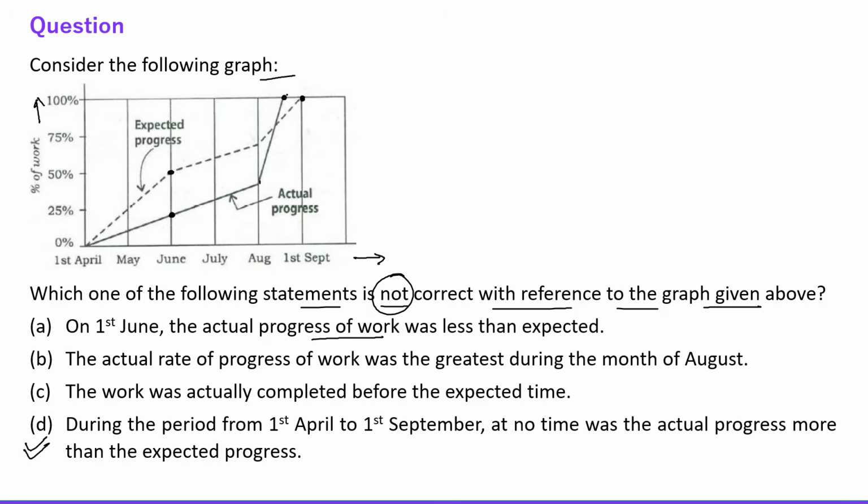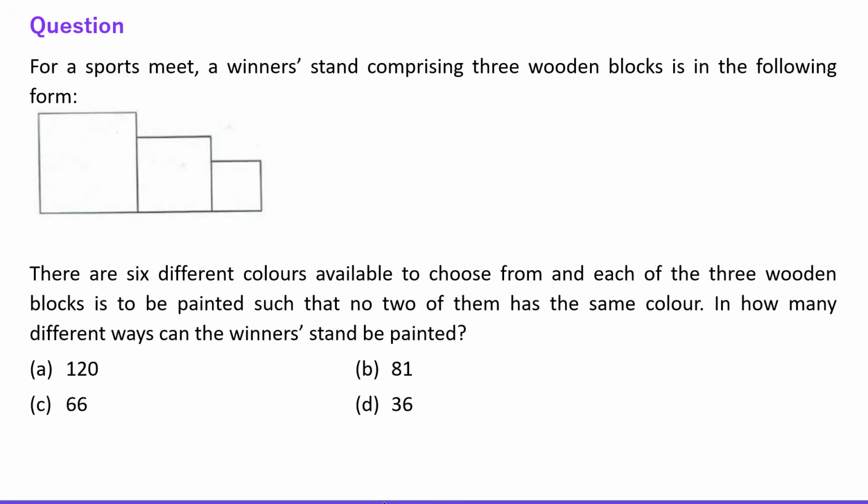Now let's talk about the next question. Next question says, for a sports meet, a winner stand comprising 3 wooden blocks is in the following form. The question is, there are 6 different colors available to choose from and each of the 3 wooden blocks is to be painted such that no 2 of them has the same color. In how many different ways can the winner's stand be painted? We have 6 colors total.